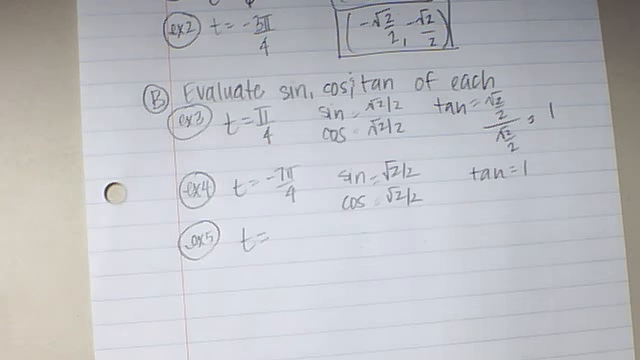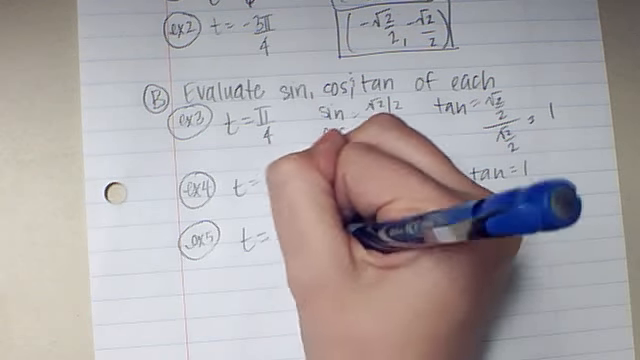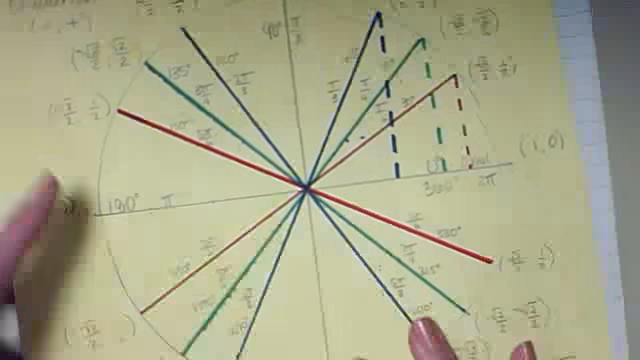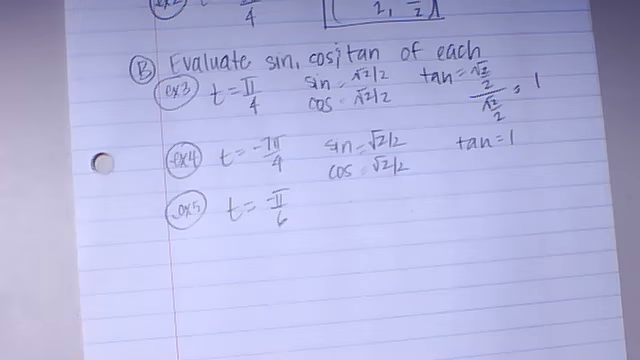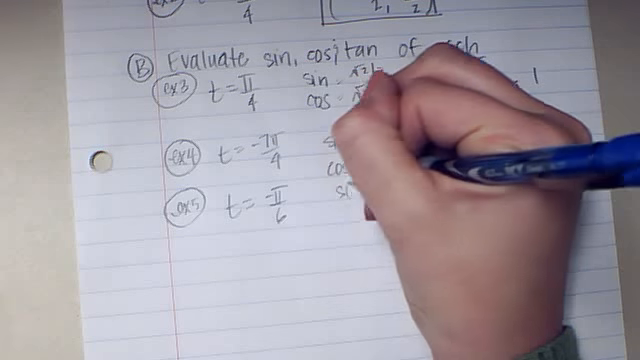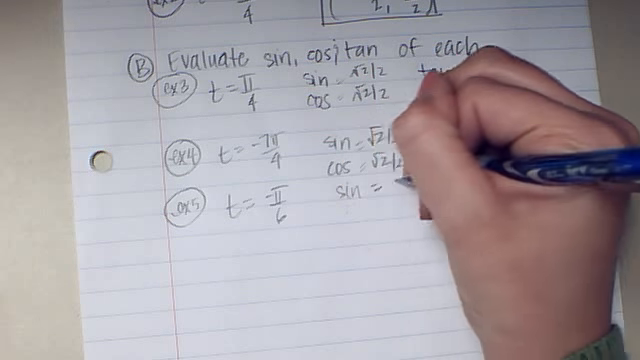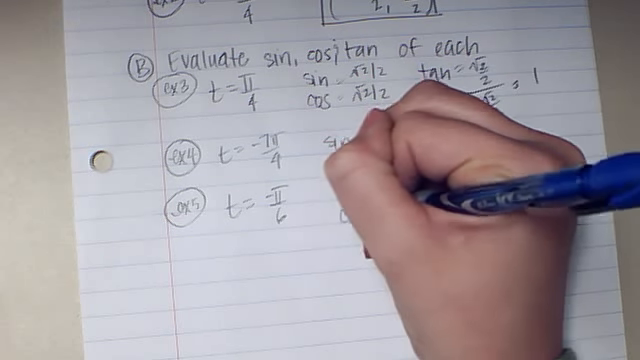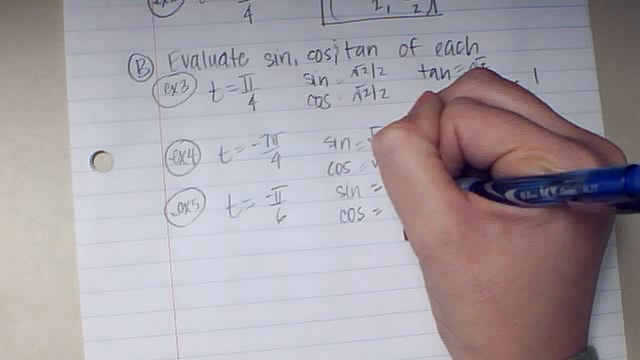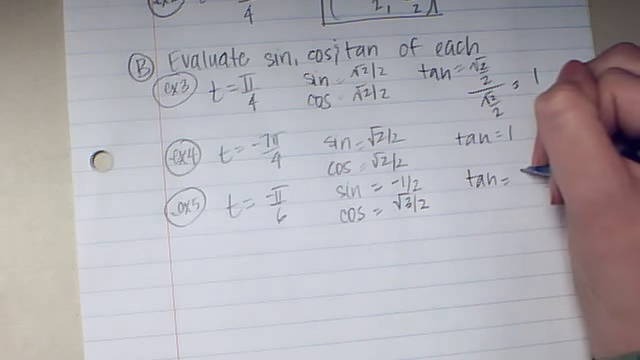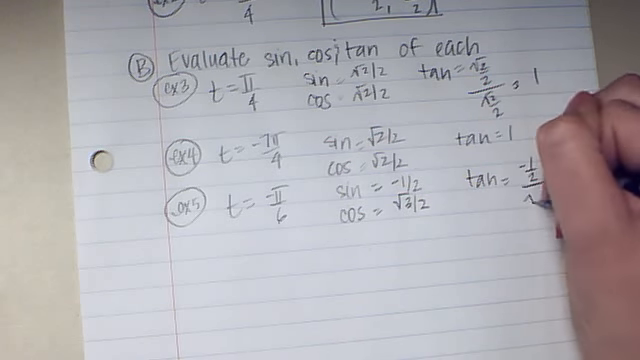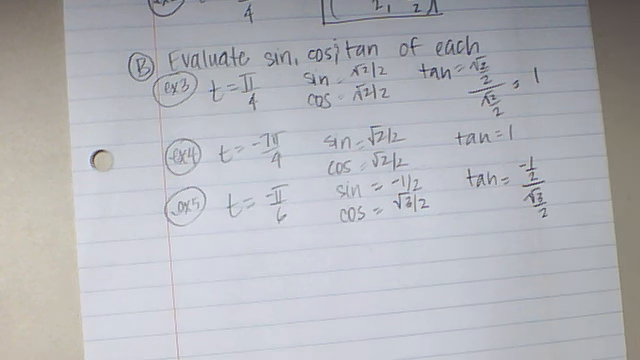If t is equal to negative pi over 6. Let's find that on the unit circle by going back a 6. That's the same as 11 pi over 6. My sine at that point is negative 1/2. My cosine at that point is root 3 over 2. And my tangent then would be negative 1/2 over root 3 over 2. Now, if that's the case, I've got to do some reducing there.